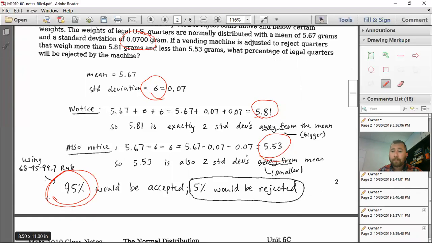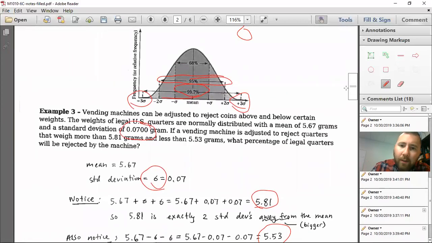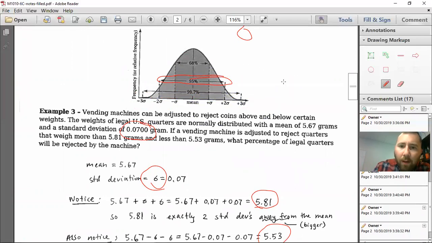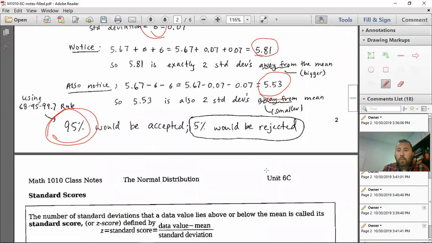Okay. So if this sketch above were of our normal distribution, then the ones that are getting rejected are in this lighter shaded region here. This lighter shaded region is our rejection interval or band, 2 bands there. Okay, so 2.5% of the time you have a coin that weighs too much, and 2.5% of the time you have one that weighs too little, and they get rejected by the machine. Okay.